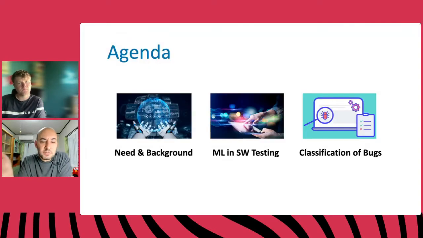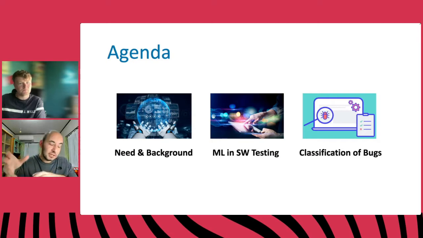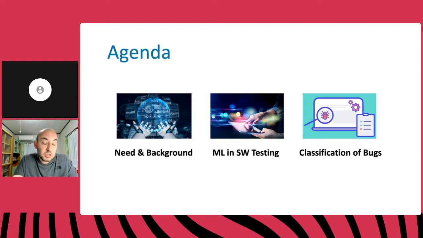So what I will do is I will start with, first of all, let's discuss the need and the background. Like, first of all, why are we talking about using machine learning in software testing? What's the relevance? Why is it needed? What's the requirement for that? And then after this problem statement and why we are doing this, we will discuss different ways to use machine learning in software testing. And eventually in the third part, I will share a case study where I did classification of the bugs in my project.